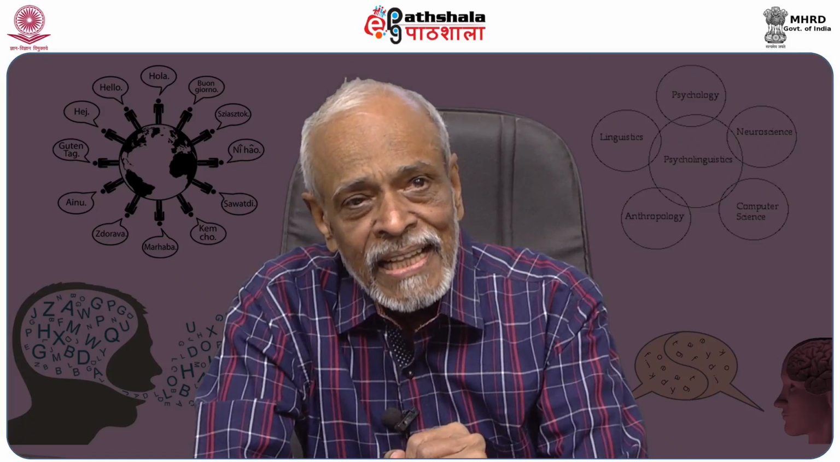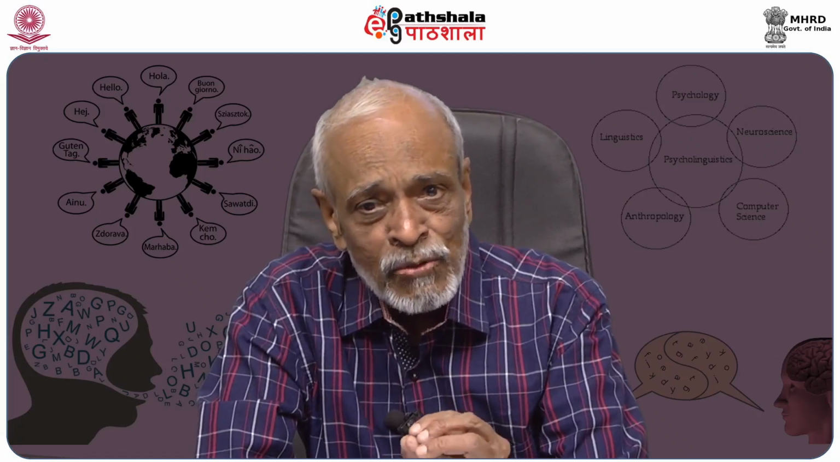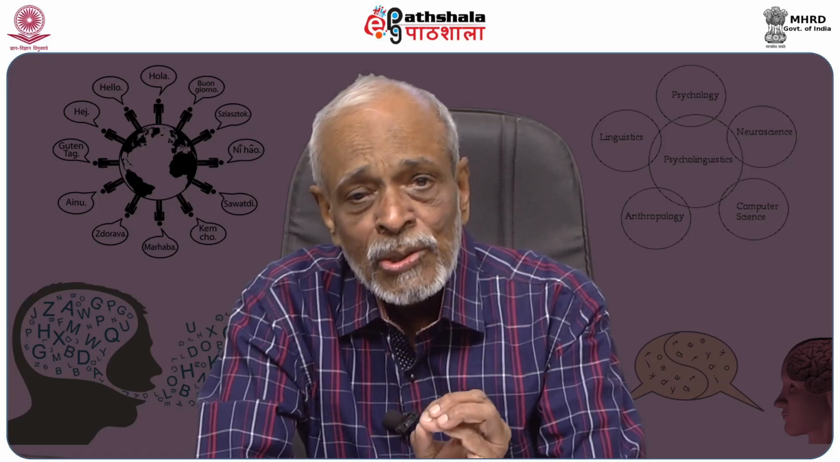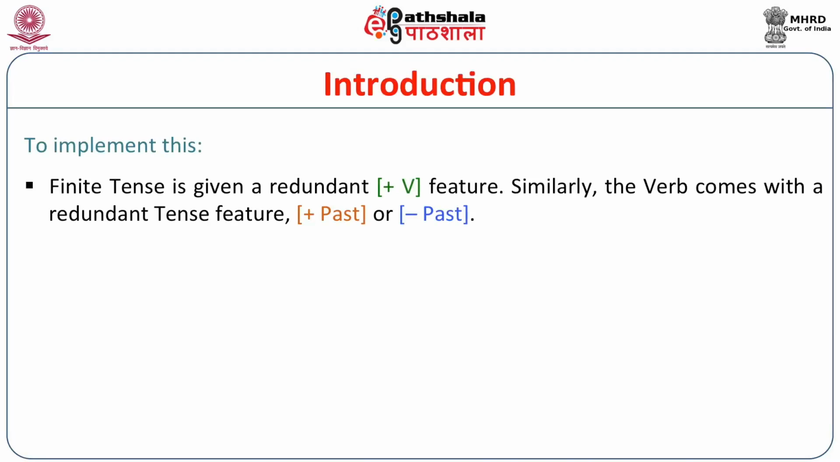Now, as we said earlier, movement is not free, it must be forced. So what would force the verb to go and adjoin to tense? For this, both tense and the verb are given certain features. Tense is given the redundant feature plus V, which must be checked by the verb. The tense head is given a redundant feature plus V, which the verb must go and check.